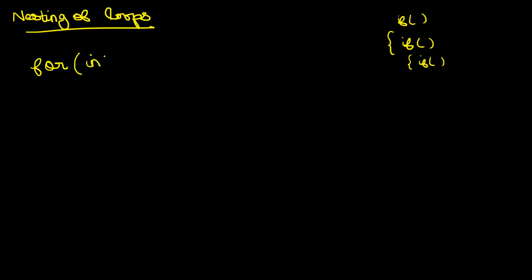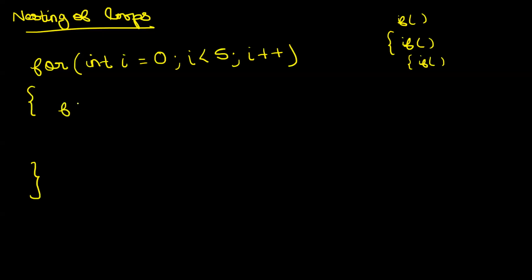Okay. So for int i is equal to, let's say, 0; i less than 5; i plus plus. This is my one for loop, the outer for loop. Now what I will do is write an inner for loop.